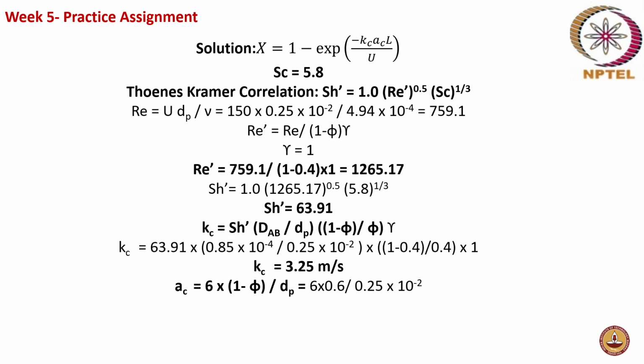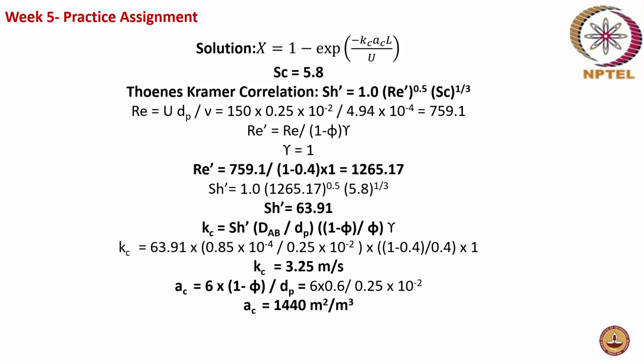Now again, we have to find out the surface area per unit volume of the bed. Here again, we have to use the diameter of the particle, which is actually given, which is 0.25 into 10 power minus 2 meters. Substituting that, you will get the surface area available as 1440 meter square per meter cube.